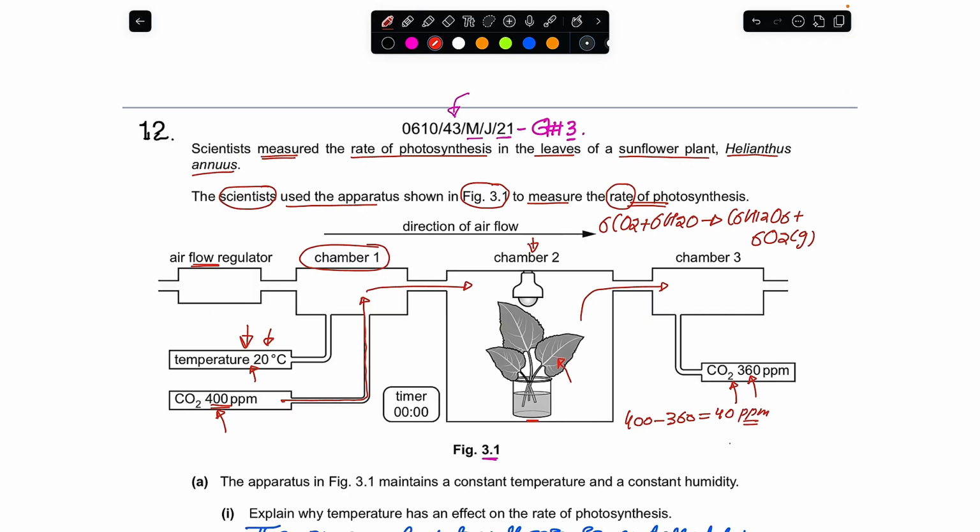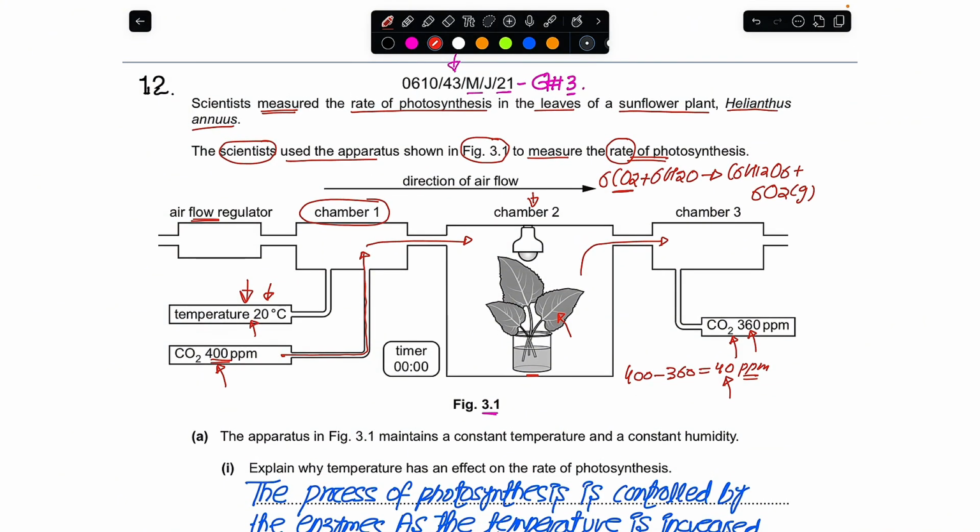And if I divide this value by time, I would get the rate of photosynthesis in terms of CO2, or in terms of the reactants being used up per unit of time. Now for the A part, the examiner is asking that the apparatus in figure 3.1 maintains a constant temperature and a constant humidity. Why are they maintaining the temperature and the humidity? Because they can have an impact on the photosynthetic process. The temperature directly impacts the enzymatic reactions responsible for photosynthesis, and the humidity has something to do with the closing and opening of the stomata.